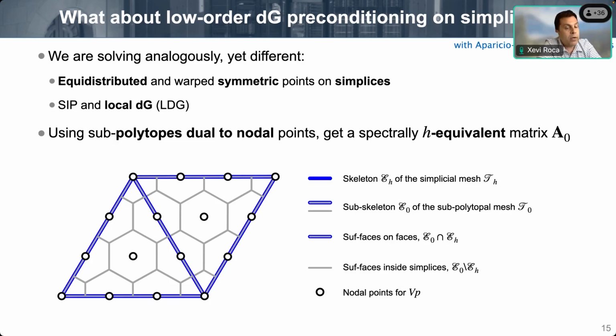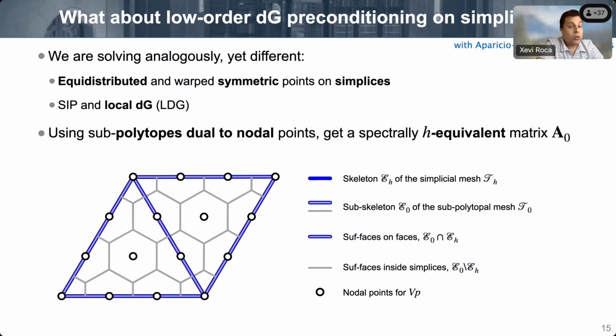So we were learning from the work of Pazner, Kolev, and Dorman, and we wanted to do something similar, but for simplices. So there are some differences. First, we care also about equidistributed points, not only about clustered points. And we want symmetric points in the simplices. And we want a preconditioner not only for symmetric interior penalty, also for local DG, which is the method that we would like to use in our applications.